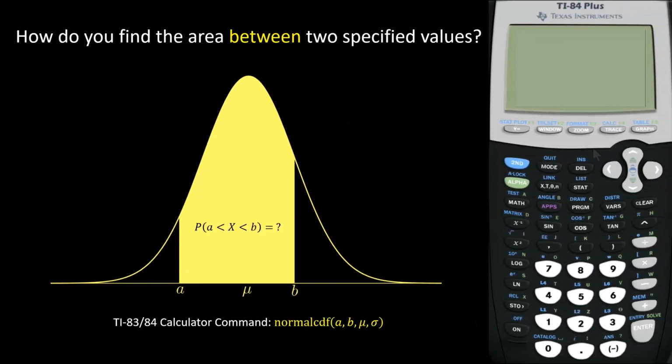We can access this command by pressing second, then vars to get to distribution, then selecting the second option, which is normal CDF. Since we're already here, the other command we'll be using in this video to find x scores or z scores is inverse norm, and we'll talk about this in a bit.